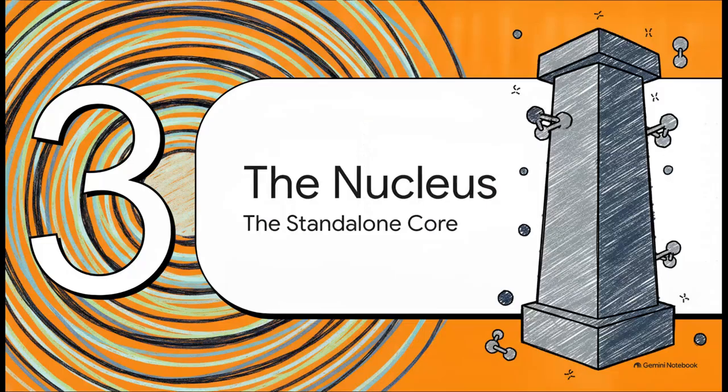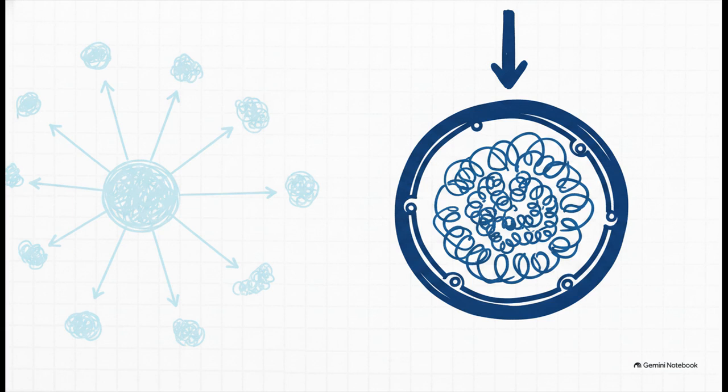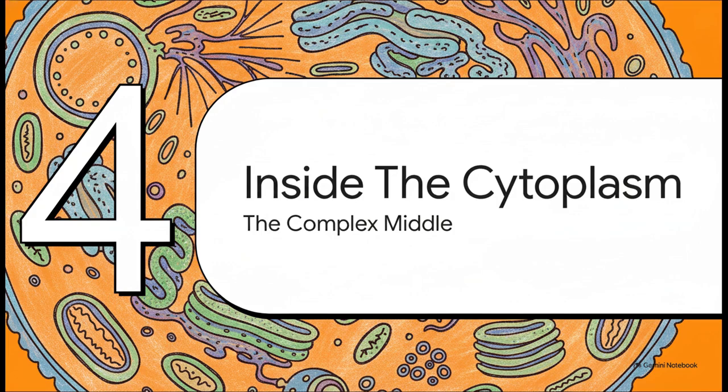Pretty cool, right? Moving inward, we hit Section 3, the nucleus, the standalone core. Now, unlike the other branches that splinter off into all these complex subcategories, the master plan places the nucleus on the far right as a singular, unified entity. So the crucial point is that structurally, it stands proudly as the standalone core of the cell. No extra branching needed.